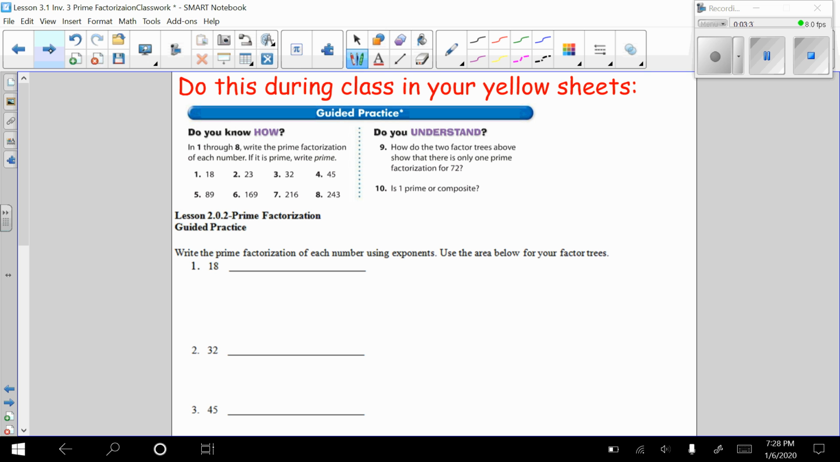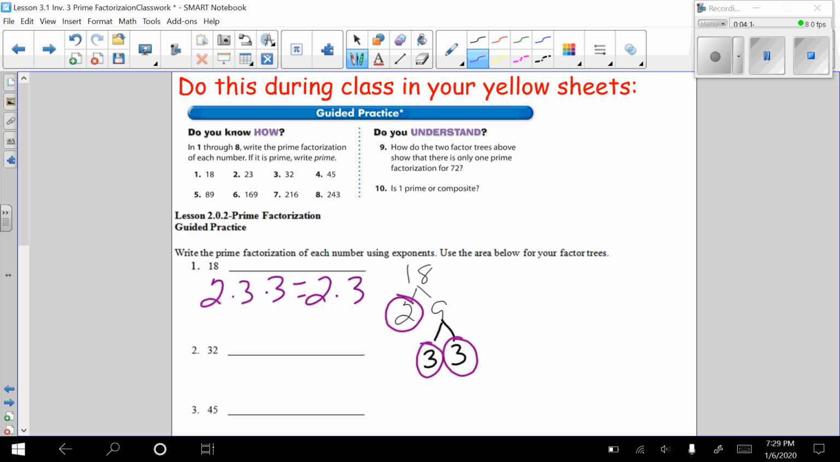Let's do some examples. Let's do number 18. Start with 18 at the top of my tree. What can I multiply together to get 18? I can do 2 times 9. Now, 2 is a prime number, so I want to be sure to circle that. Knowing that it's prime, I know I don't have to do anything else with it. 9 can be broken down into 3 times 3. Again, 3 is a prime number, so I will circle them. Now that I have everything circled, 18 equals 2 times 3 times 3. Now, if I needed to write that with exponents, I only have one 2, so that stays, but I have 2 3's, so that's 3 to the second power.